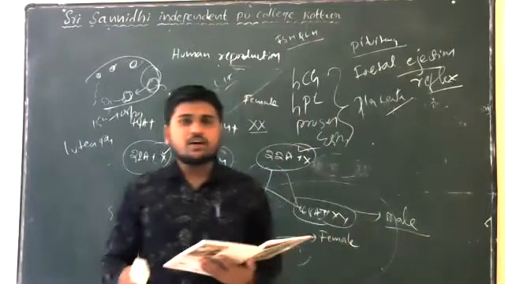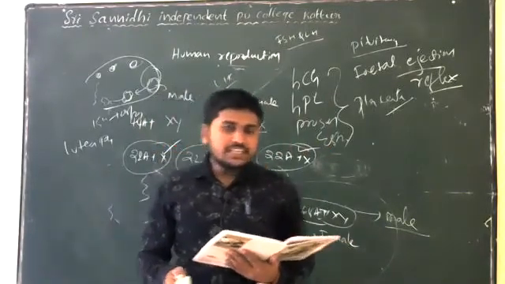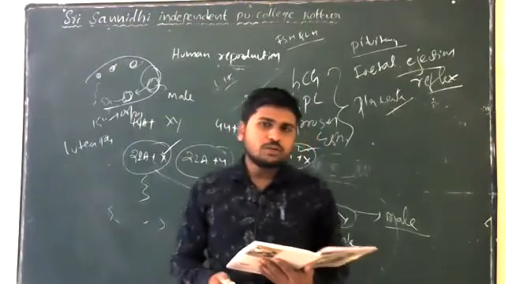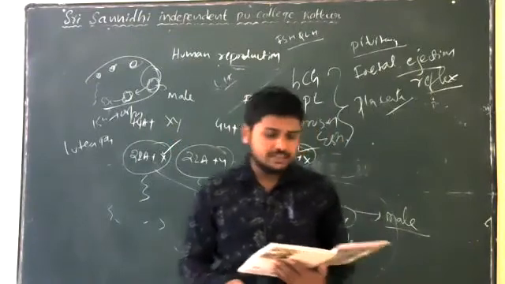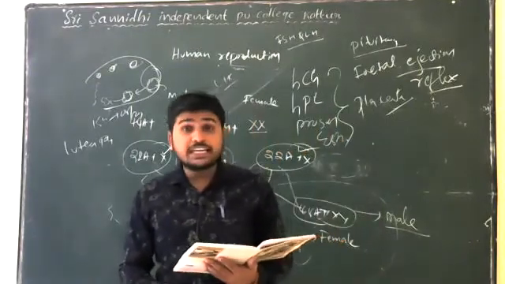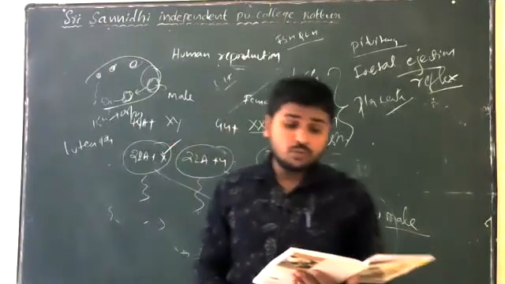Ovary secretes which hormones? Estrogen, progesterone, right? Placenta secretes which hormone? Human chorionic gonadotropin, the main hormone of pregnancy. Corpus luteum secretes progesterone hormone only.